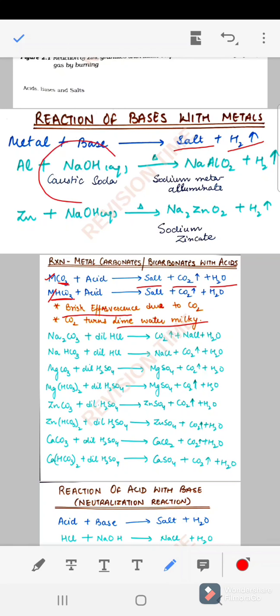Here we have caustic soda, which is also known as sodium hydroxide. Sodium hydroxide is the chemical name, and caustic soda is the common name. So we have to remember both of them. There is formation of sodium meta-aluminate, and with zinc there is formation of sodium zincate.